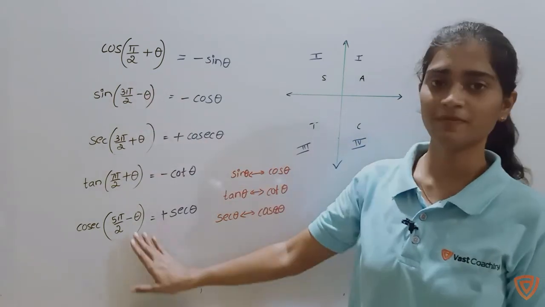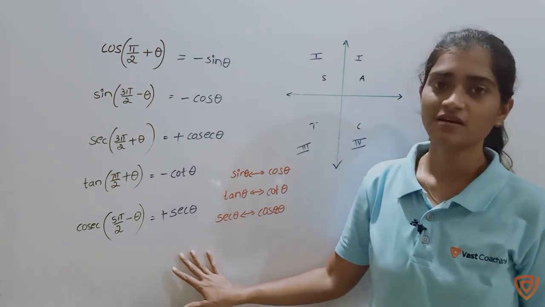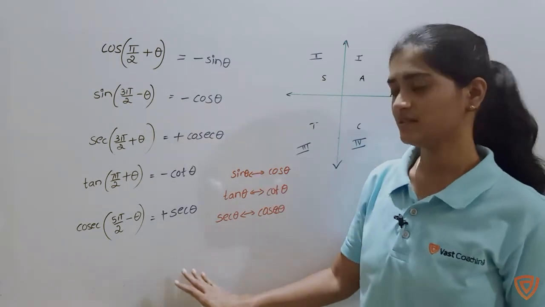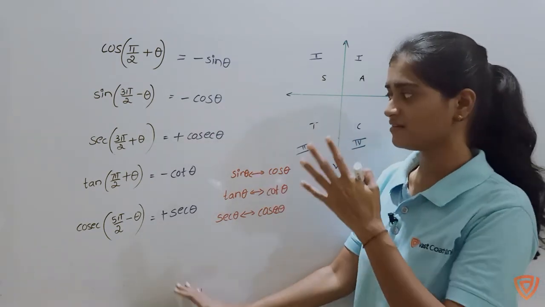Whenever it's an odd multiple of pi by 2, we can write their respective allied angles like this.